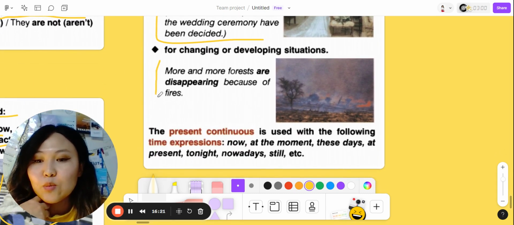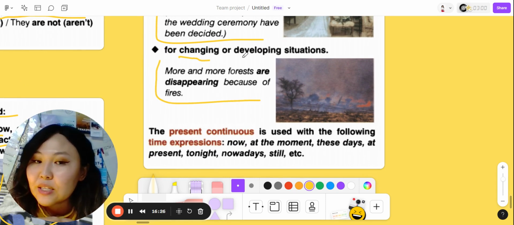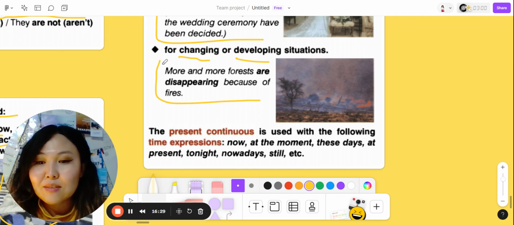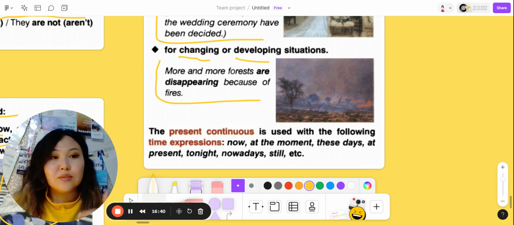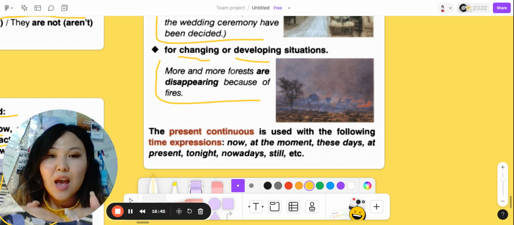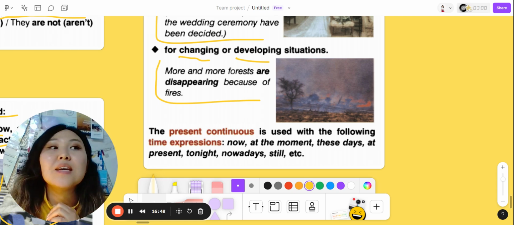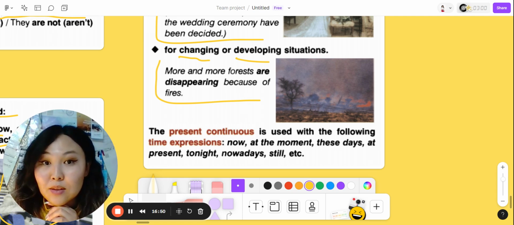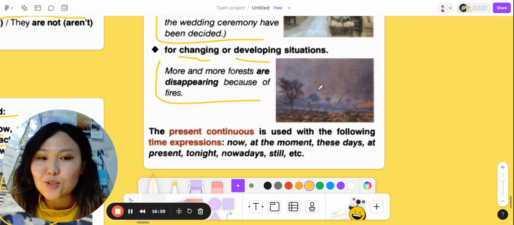Next one is pretty popular too. We can use present continuous for changing or developing situations. The example sounds like more and more forests are disappearing because of fires. We see that the situation is changing right now, nowadays, and that's why we are using this continuous tense because it's happening at this moment. I can say that more and more people are using the Kazakh language these days. I'm sure that it's true.